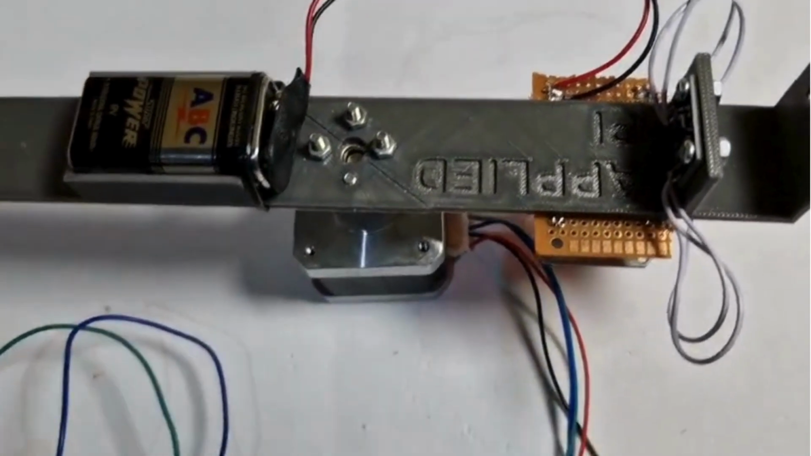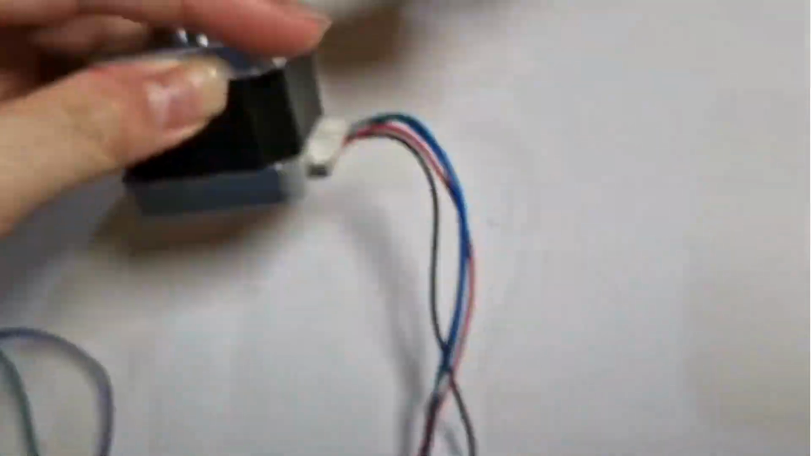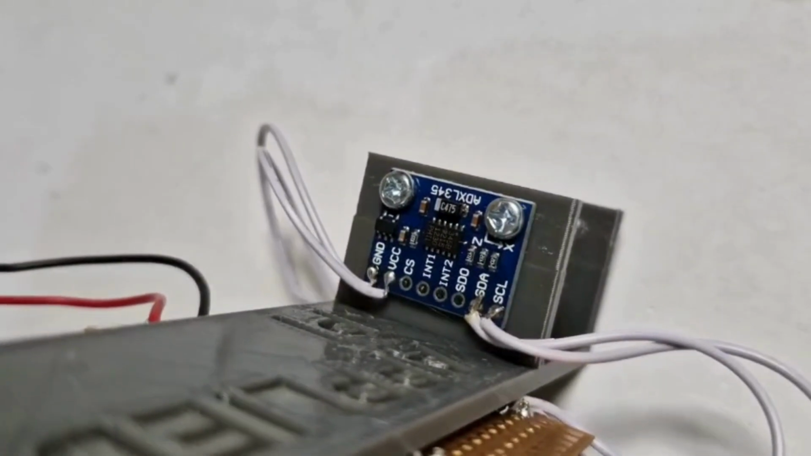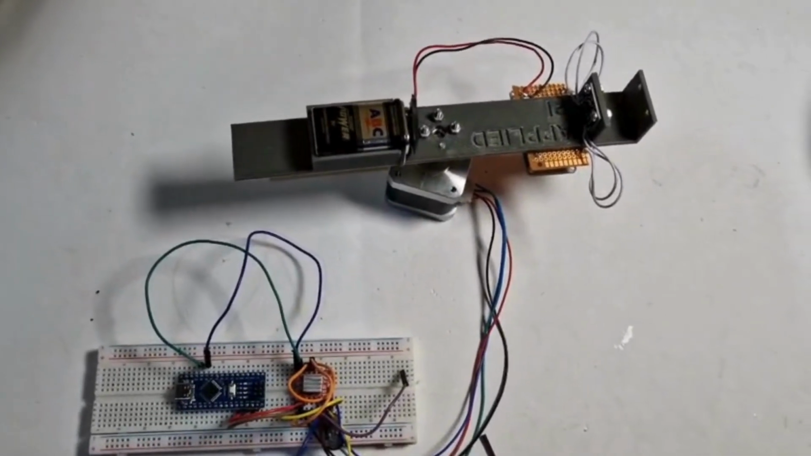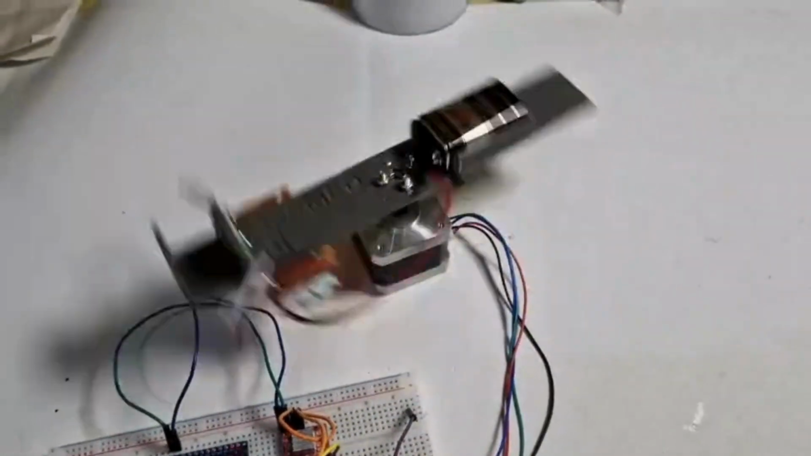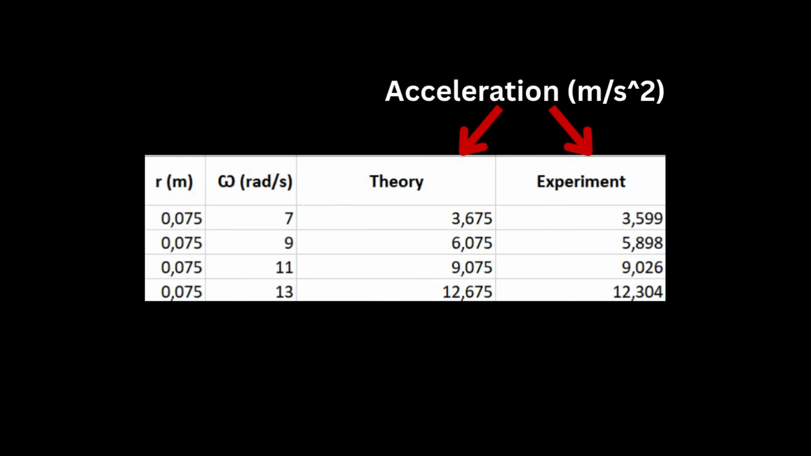To see if the theory holds true, I set up an experiment using an electronic device to control a motor at precise angular velocities, along with an accelerometer to measure its acceleration. After testing it at different angular velocities, I collected the data and compared it to the theoretical predictions.